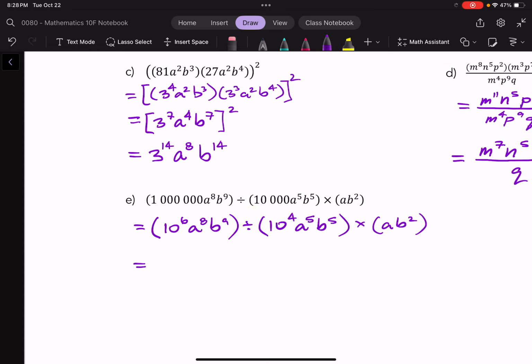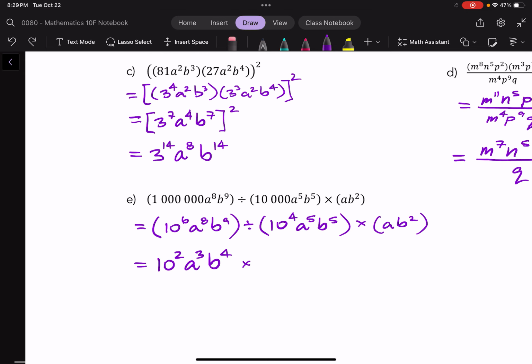10 to the power of 6 divided by 10 to the power of 4 is something with a base of 10 and exponent of 6 minus 4, so 2. A to the power of 8 divided by a to the power of 5 will give us something with a base of a and an exponent of 8 minus 5, so that's 3. And then b to the power of 9 divided by b to the power of 5 gives us a base of b and an exponent of 9 minus 5, which is 4. That's that division handled. We still have this times ab squared at the end there. So that still gets written in.